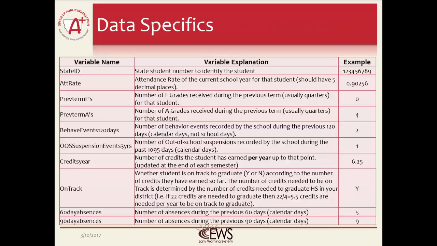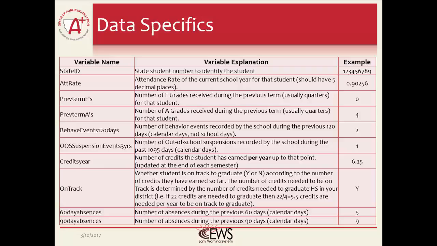Here are some specifics on each data element, including examples of how that data element should look. Most of the data variables are self-explanatory. One key thing to recognize in many of these variables is that it uses a count number of events of some kind in a certain amount of days. Those days are calendar days, not school days. So, for example, the number of absences in the past 60 days is not over the past 60 school days, but the past 60 calendar days, or roughly 2 months.